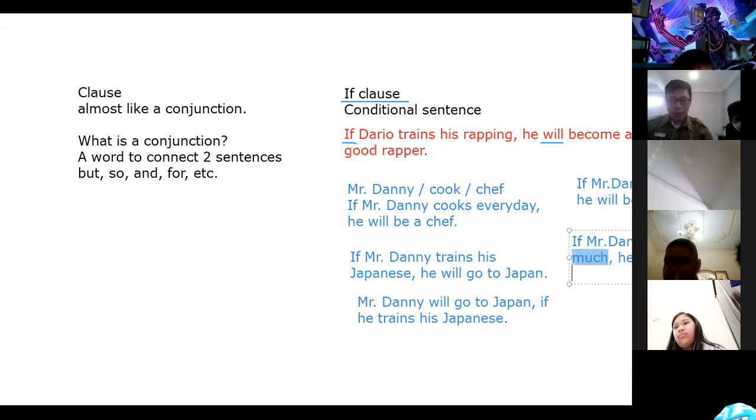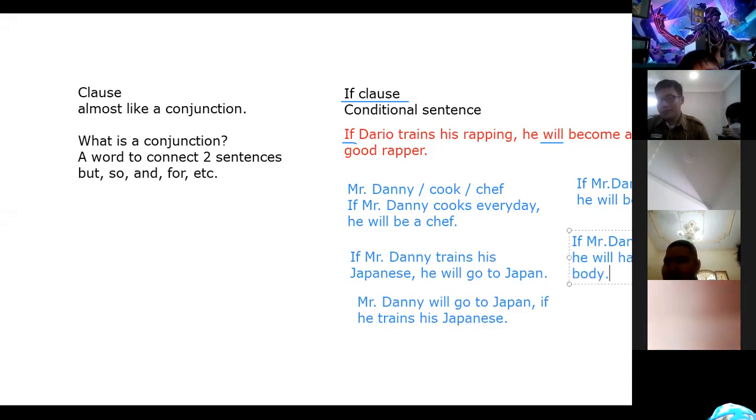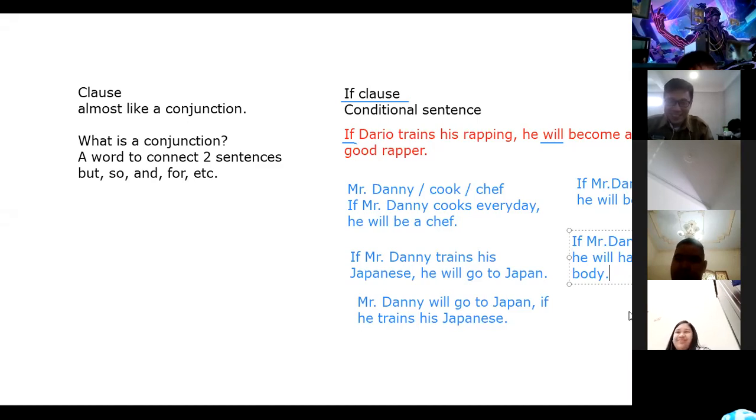If Mr. Dani eats a lot, he will be, other word for fat, he will have a round body. But seriously, I do need to eat less and exercise because I'm already getting fatter and fatter. Okay, thank you very much, Jeff, for the examples.